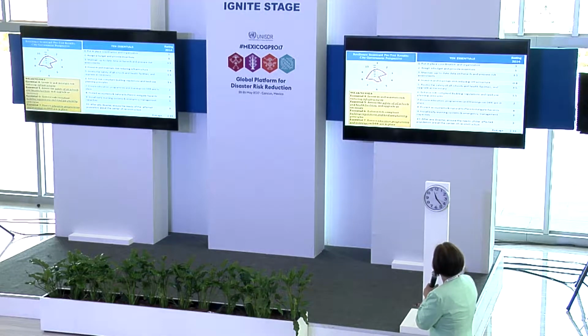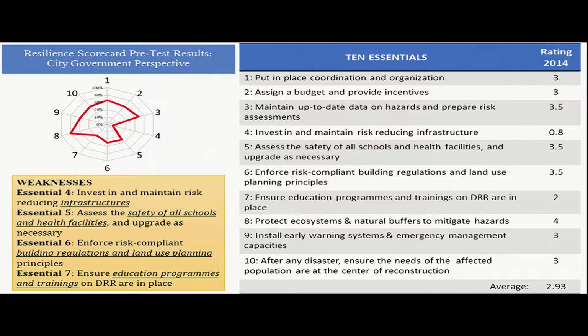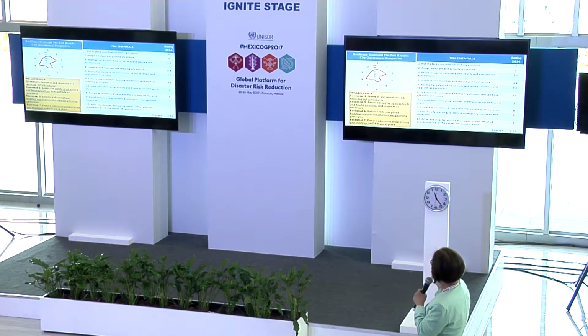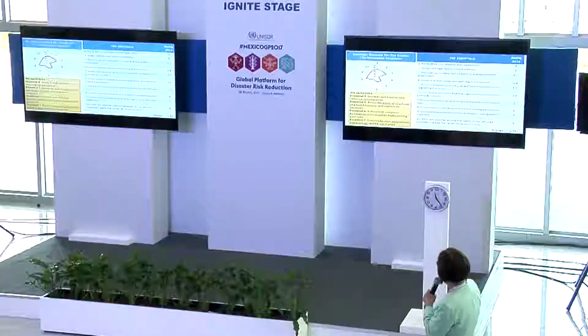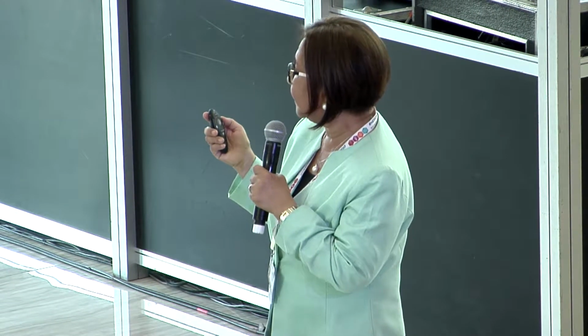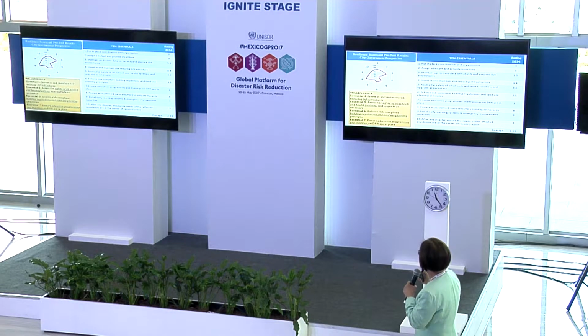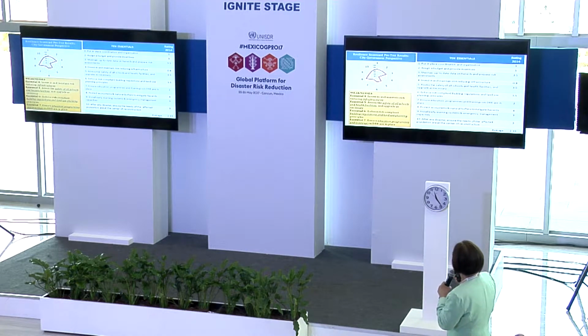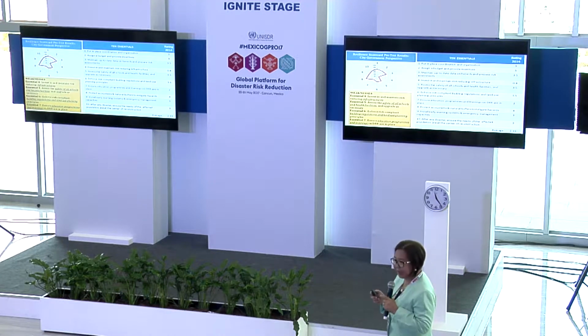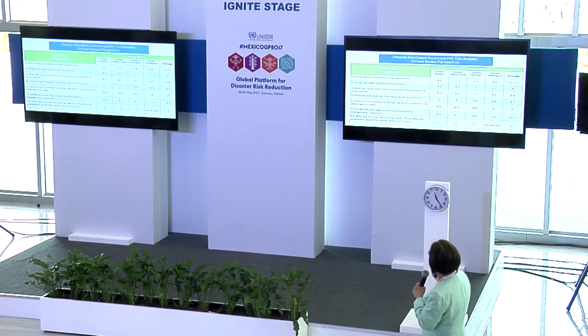So this is also the result of the Resiliency Scorecard pre-test. It shows some of the weaknesses of our city. For instance, essential number 4: invest in and maintain risk-reducing infrastructure, assess the safety of our schools and hospitals and upgrade them as necessary, enforce our building regulations and land use plans, and ensure education programs and trainings. So, as you can see, during that year, our stakeholders thought that we were still not doing that much. And therefore, we have to do something about it. Okay?